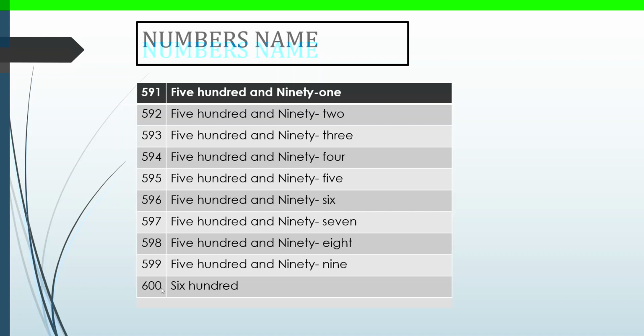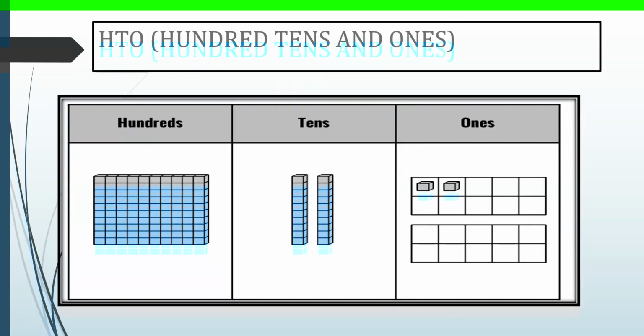Let's begin. You can count the numbers from 591 to 600. Who can count the numbers from 591? 591, 592, 593, 594, 595, 596, 597, 598, 599, 600. The last number, 600.